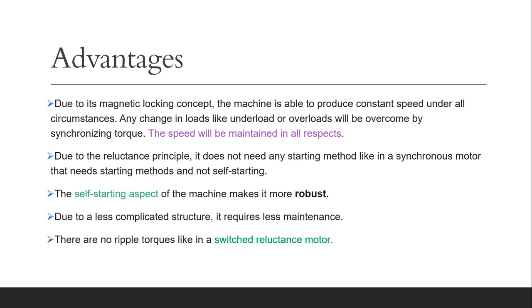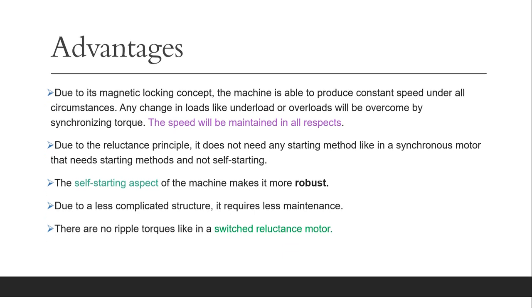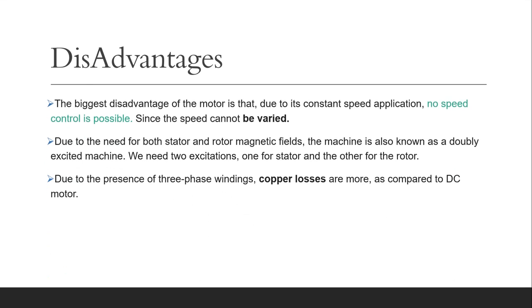And the self-starting aspect makes the machine more robust. Due to the less complicated structure, it requires less maintenance, and there is no ripple torque compared with the switched reluctance motor. Besides that, we also have the disadvantages.